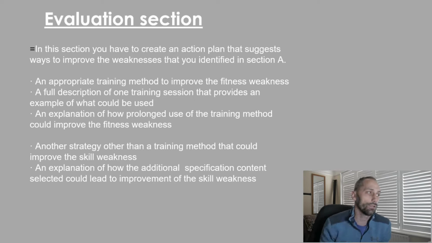In this section, you're going to have to create an action plan, and this is going to be based on ways to improve those weaknesses that you looked at in section A. So we're going to have to look at how we're going to improve that component of fitness that you suggested was a real weakness in your activity, and also how we're going to do something that might combat the skill weakness. So you need to design an appropriate training method which is going to improve your fitness weakness.